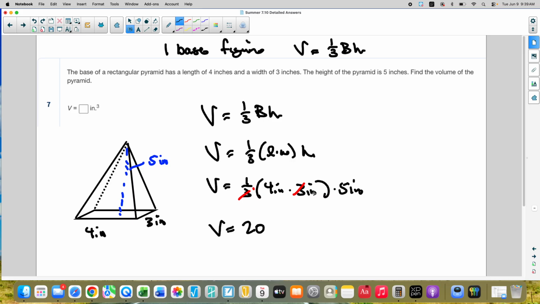I have inches times inches times inches, which is inches cubed. So we'll be left with 20 inches cubed. That's the efficient way to do it. That's what we're looking for here.